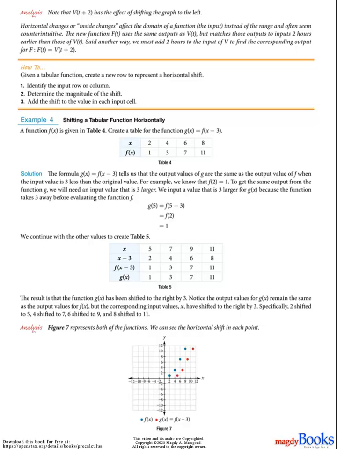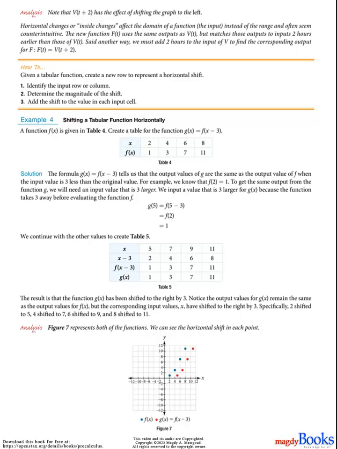Solution. The formula g(x) = f(x − 3) tells us that the output values of g are the same as the output values of f when the input value is 3 less than the original value. For example, we know that f(2) = 1. To get the same output from the function g, we will need an input value that is 3 larger. We input a value that is 3 larger for g(x) because the function takes 3 away before evaluating the function f. g(5) = f(5 − 3) = f(2) = 1. We continue with the other values to create Table 5.